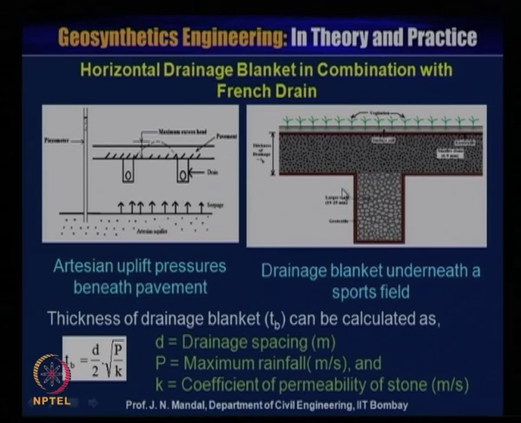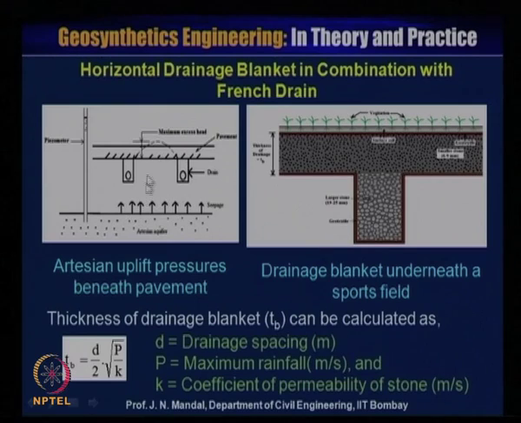And here is the geotextile material, and this is the aggregate which size may be 19 to 25 millimeter, and this is the thickness of the blanket. Now this is the drainage blanket underneath the sports field. Now what happened? Actually we can look at the left hand side figure. Here is an artesian aquifer. Then water seepage upward, and here is the drainage.